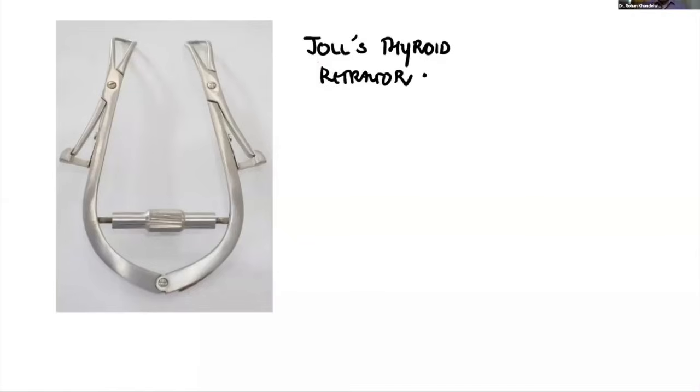This instrument, and I'll be talking about a lot of instruments today, I'll show you a lot of slides of instruments. This is a Joll's thyroid retractor, which is used during thyroid surgery. And another question which has been asked in the PG exam is how many Joll's retractors are required? So you need one on each side. So two Joll's retractors are required during thyroid surgery.